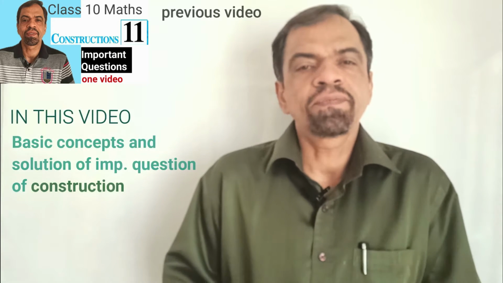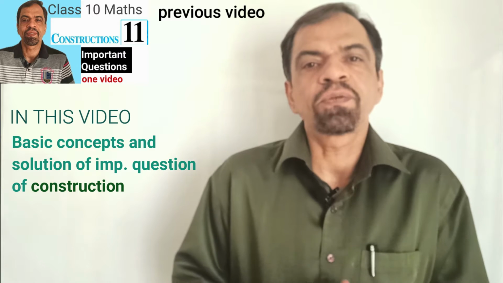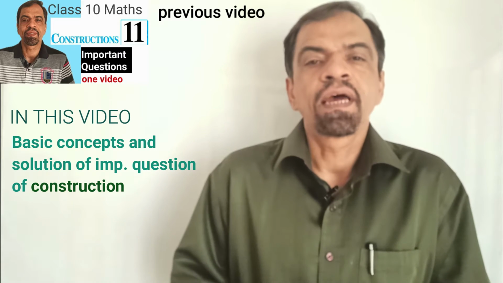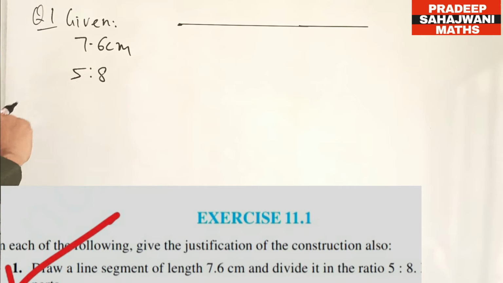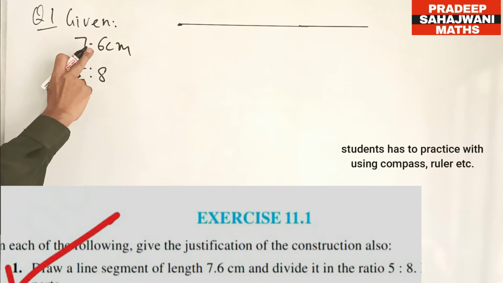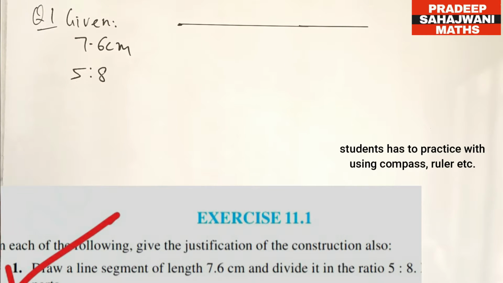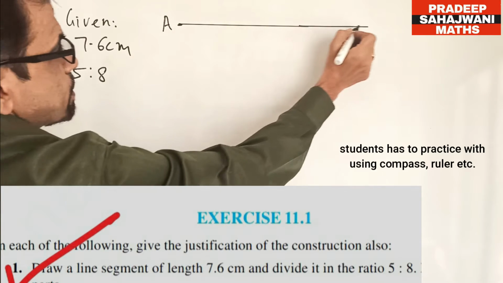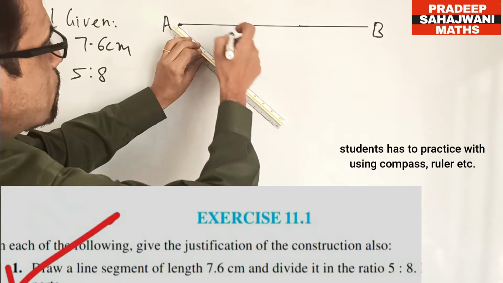Class 10th, in this video I'll give you the basic concept of the construction and the solution to the important question which I discussed in the previous video. So let us start. Let us see the first question solution. Exercise 11.1, first question: given a 7.6 centimeter line segment, we have to divide it in the ratio 5:8. Let us name this AB, 7.6 centimeter.